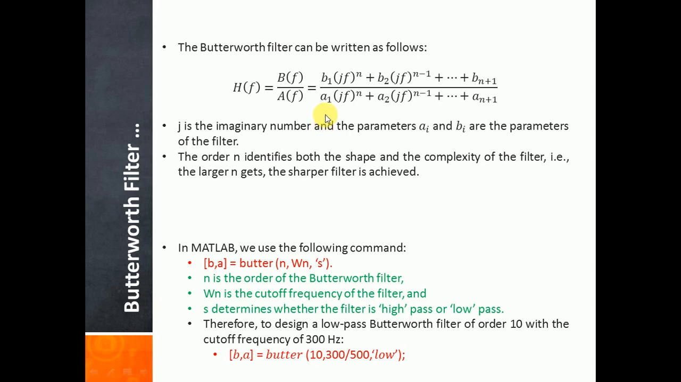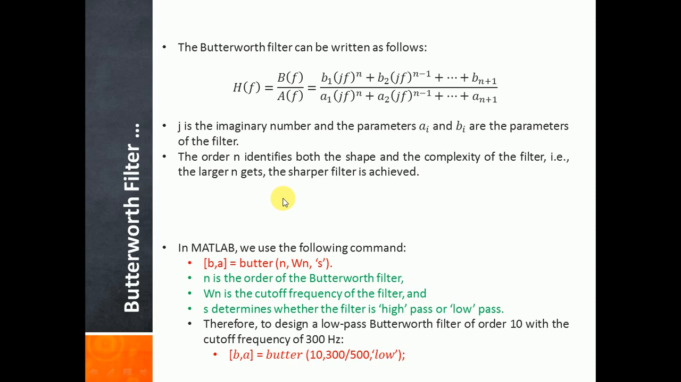Together that is what their response looks like. So the higher the order, the complexity increases, but also the output improves. The filter becomes much sharper and better as the order of your filter improves.